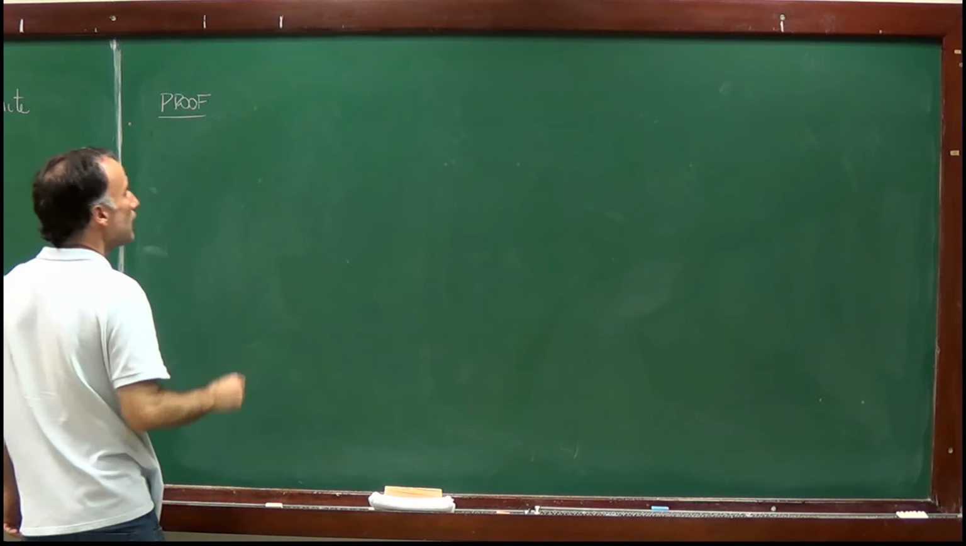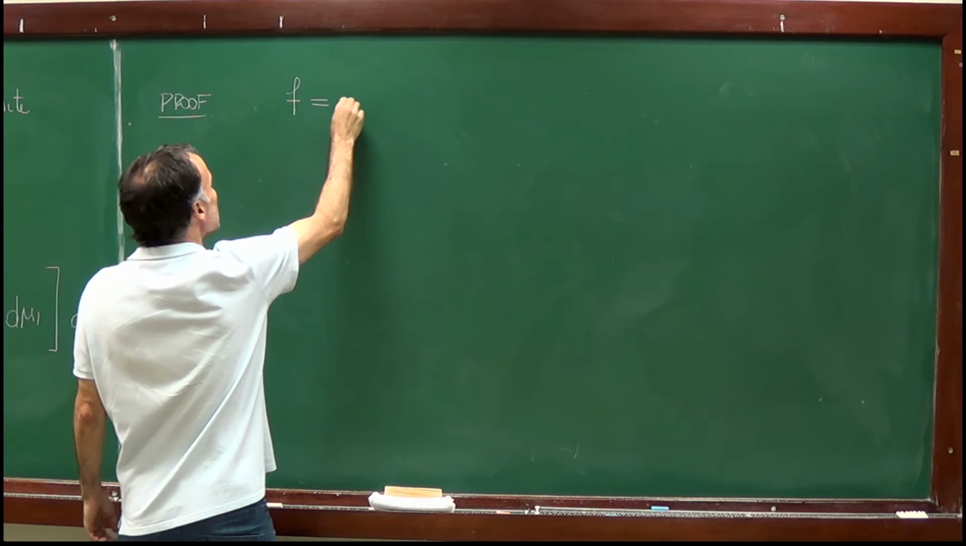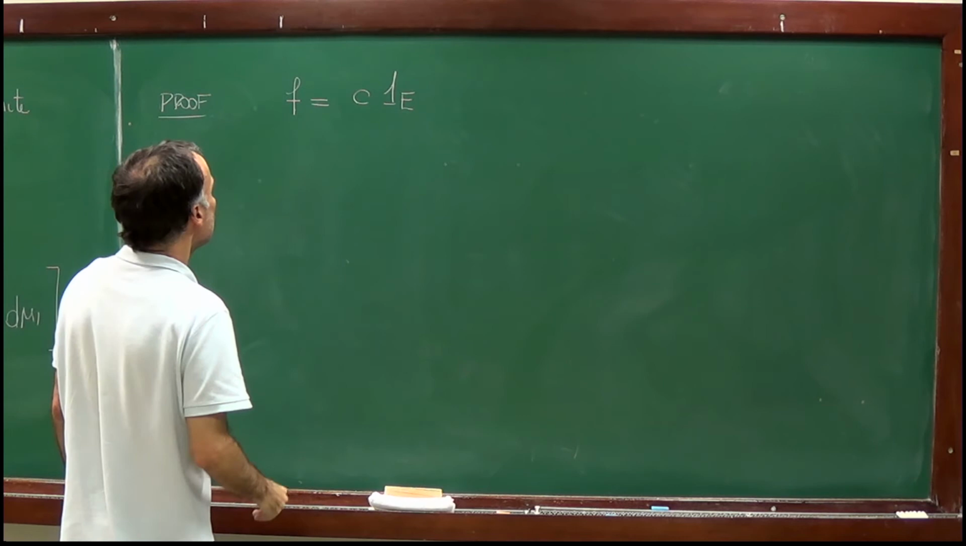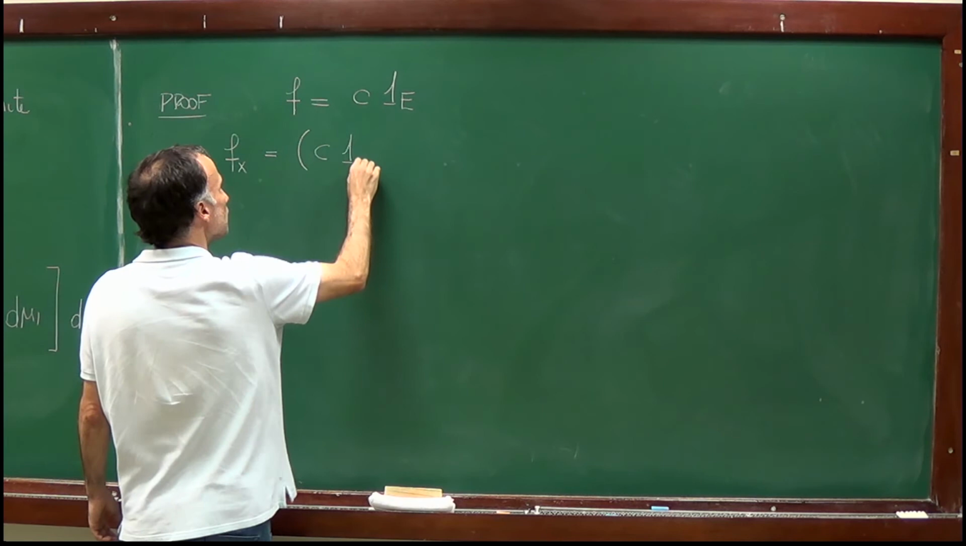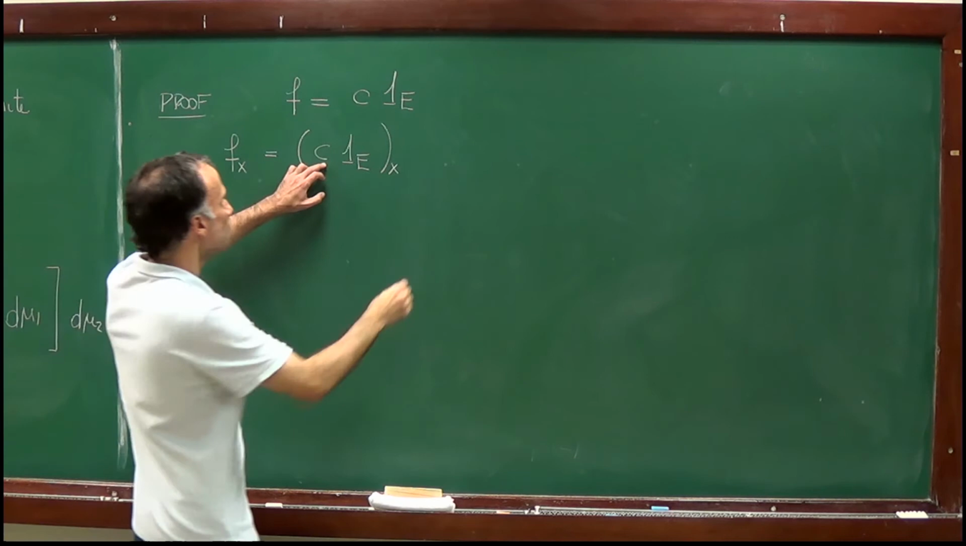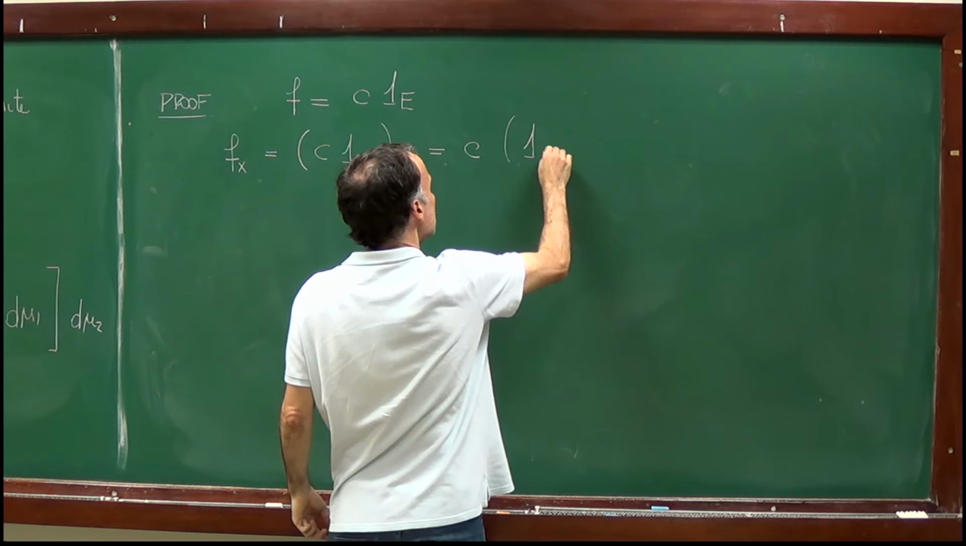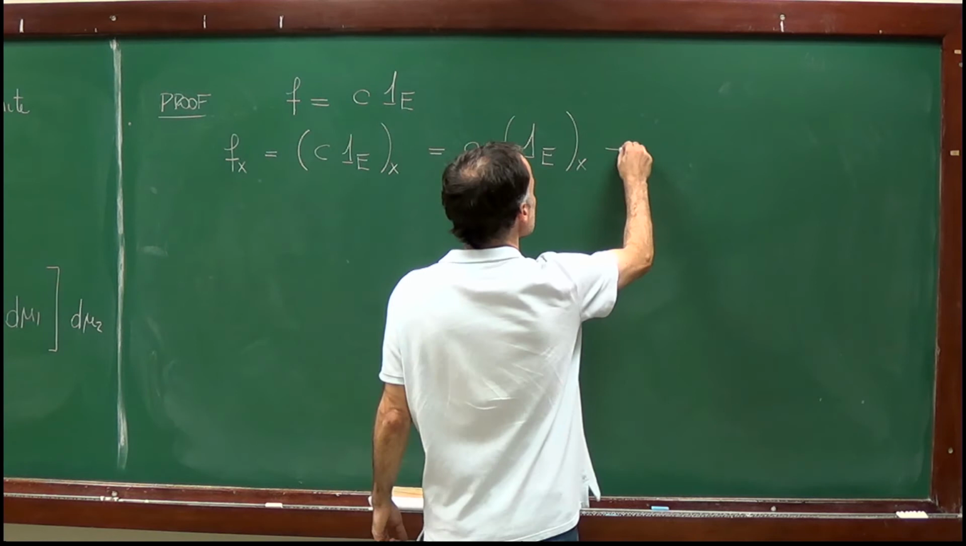Let's first assume that f is c times the indicator of E. Now, in this case, if I take the cross-section at x of this function, well, c is a constant, so this is c times the cross section of the indicator function. And so this is c times the indicator of Ex.